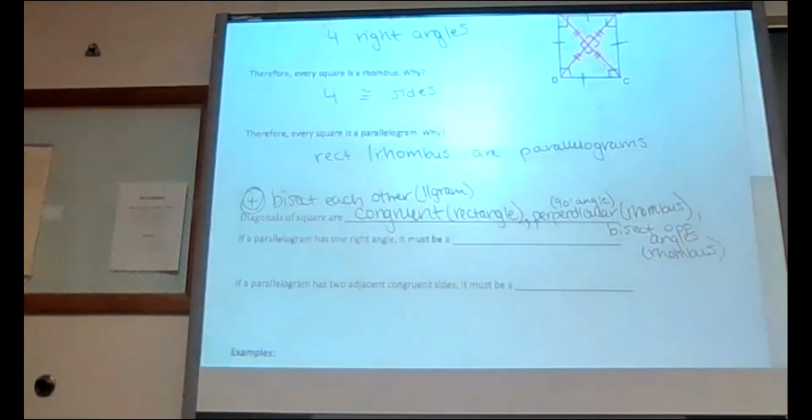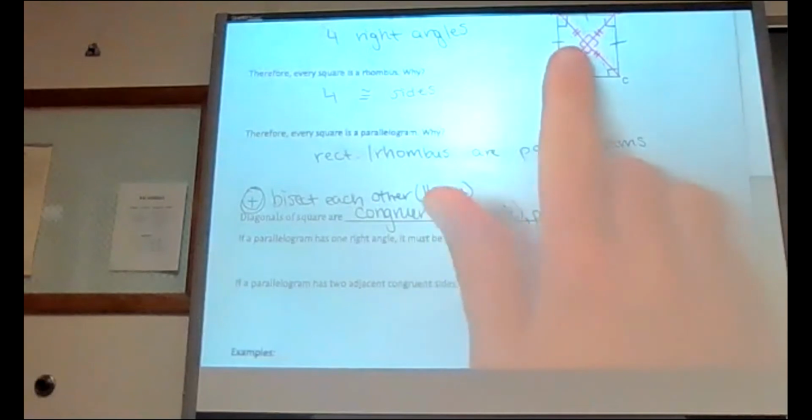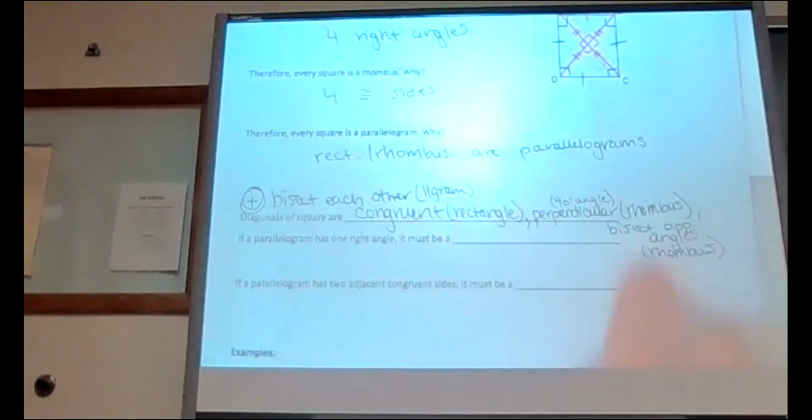Now, here's what makes a square super easy to solve and super special, because I'm going to know all of the angles looking at this. We know that this is congruent. So we know that these angles have to be the same because it's isosceles. We know that it's perpendicular in the middle, and we know it's bisecting the angles.